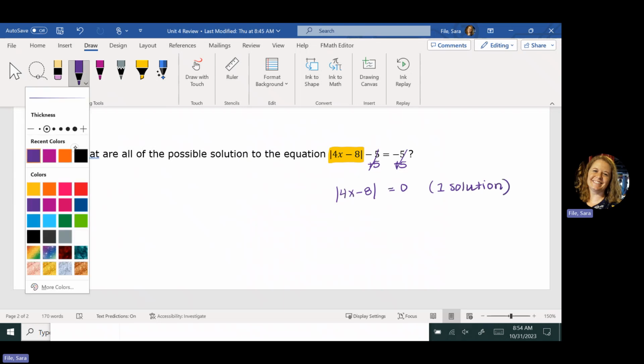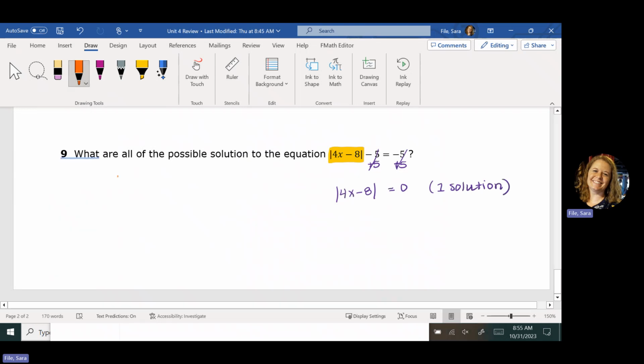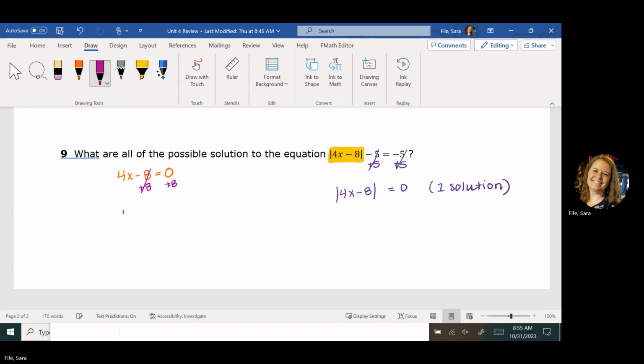So I'm taking the inside and setting it equal to 0, because I can't set it equal to +0 and -0, because 0 doesn't have a sign. It's just 0. That's why there's only one solution. So then I'm going to solve for x by adding 8 and then dividing by 4. And that's my one solution.